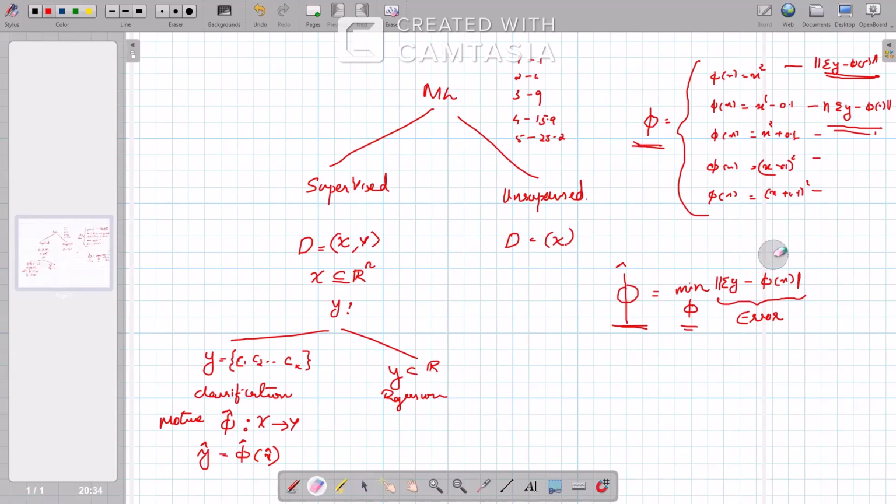Then there will be a predicted class and an actual class, right? And that predicted class and actual class can be used here. This y is the actual class, and phi of x will be the predicted class.